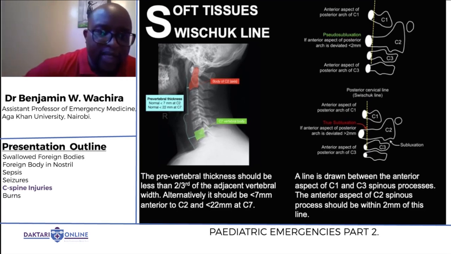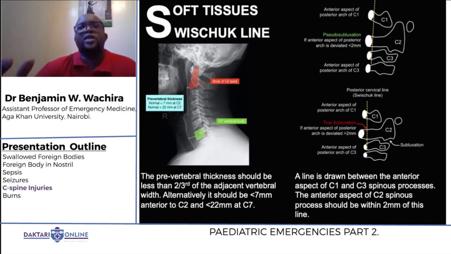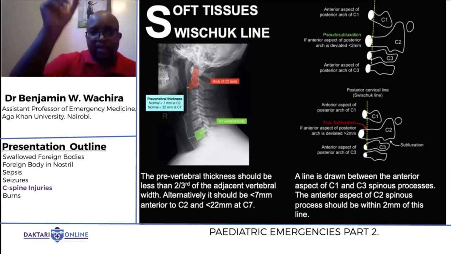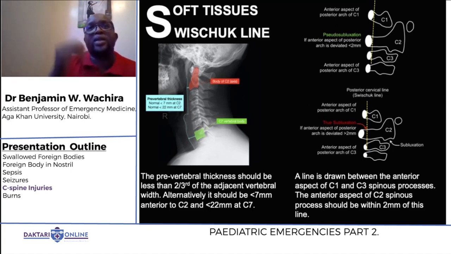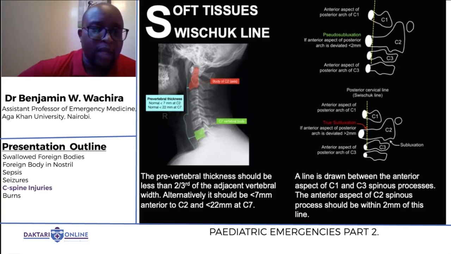So if you see widening of that space, essentially that translates to bleeding from somewhere. The spinal columns may look intact, but there has been bleeding, which means there's been movement and injury. So that is an indication of spinal injury and you may need further imaging, probably a CT neck in a trauma situation. So that is a very important line to keep track of.